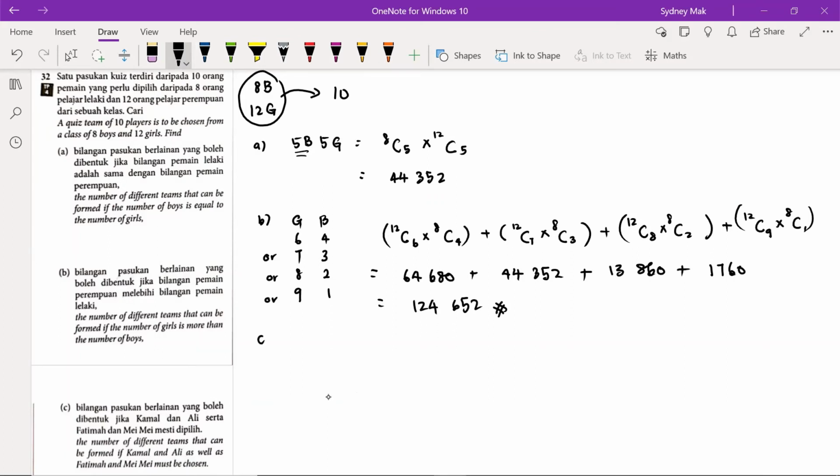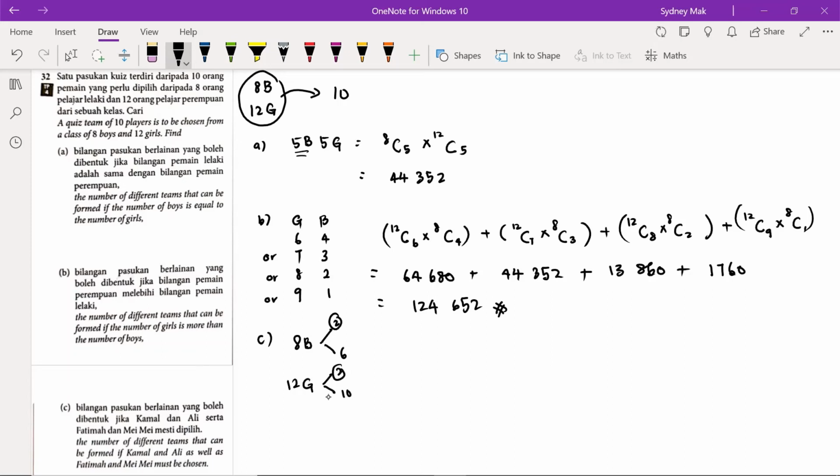Okay, next part C. We need to find the number of different teams that can be formed if Kamal and Ali, as well as Fatima and Maymay, must be chosen. Since these 4 people must be chosen, out of the 8 boys, Kamal and Ali must be chosen. So we are left with the remaining 6 boys to choose from. And for the 12 girls, Fatima and Maymay must be chosen. Therefore, we are left with the remaining 10 girls to choose from.